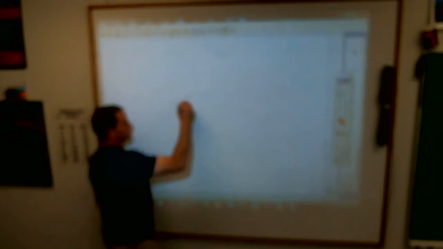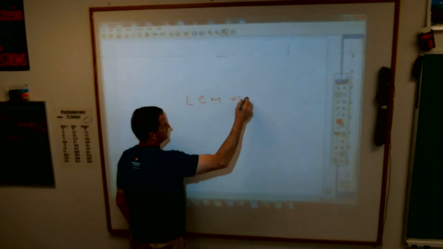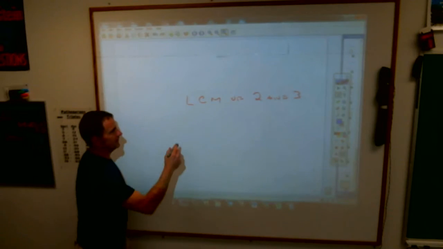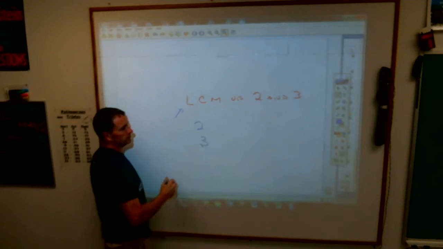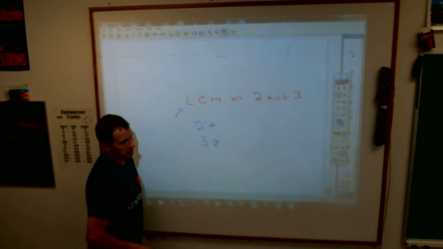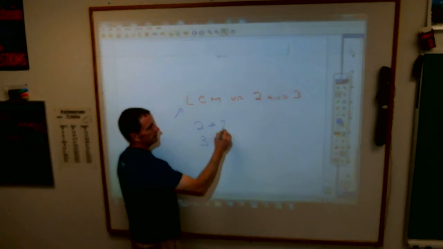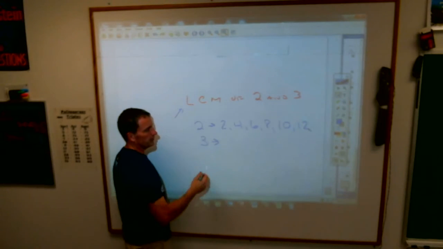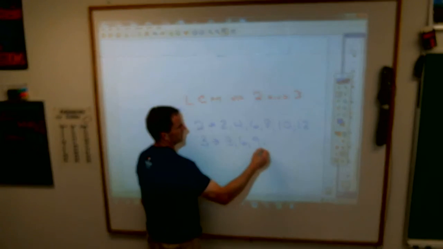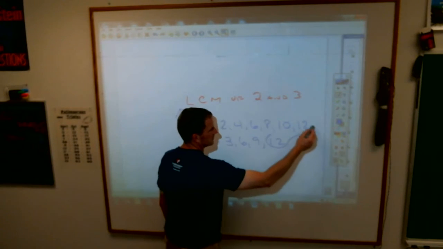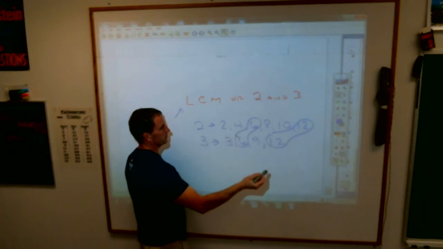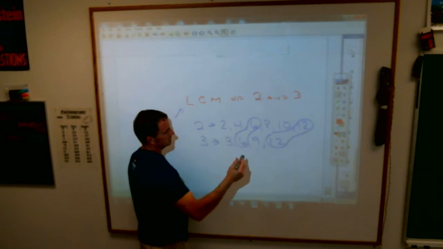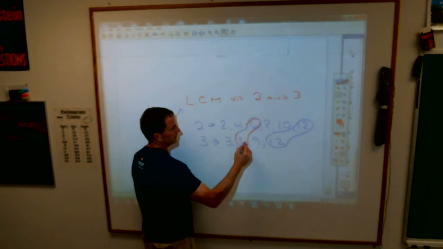How about 2 and 3? The least common multiple of 2 and 3. On your homework, you don't have to write down this, but I do need you to show me the multiples of 2 and the multiples of 3. And you can really stop when you get to one that's a common multiple. Multiples of 2 are 2, 4, 6, 8, 10, 12, whatever. Multiples of 3 are 3, 6, 9, 12. And here you can see this is a common multiple. This is a common multiple, but which one do I want? Yeah, the smallest one, the least common multiple.